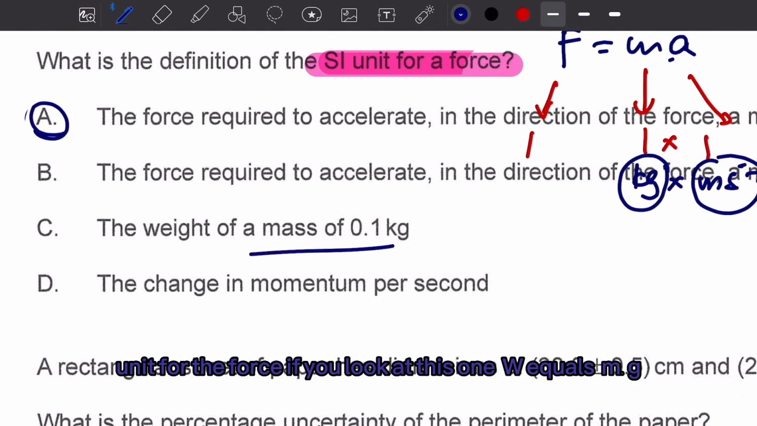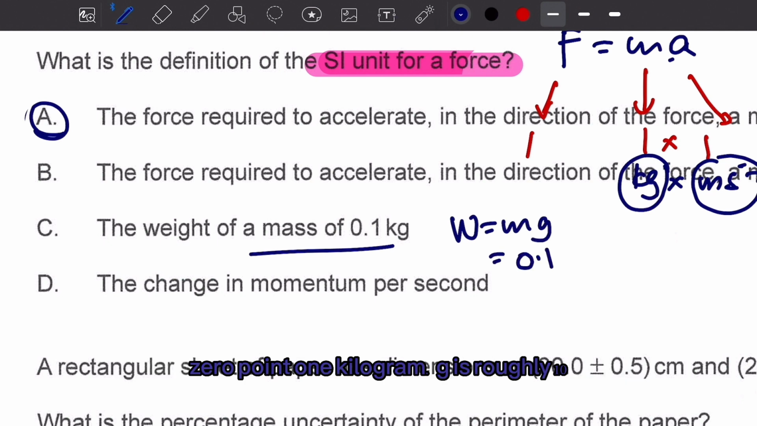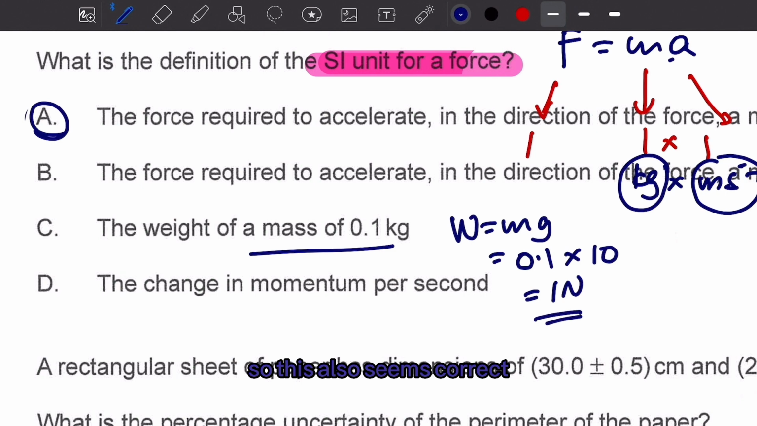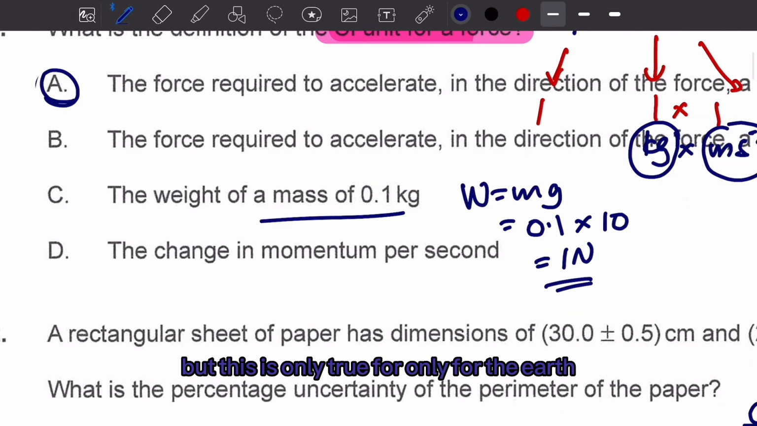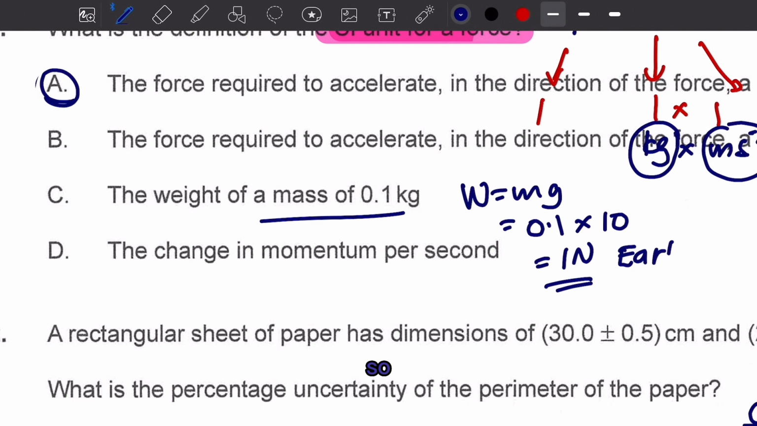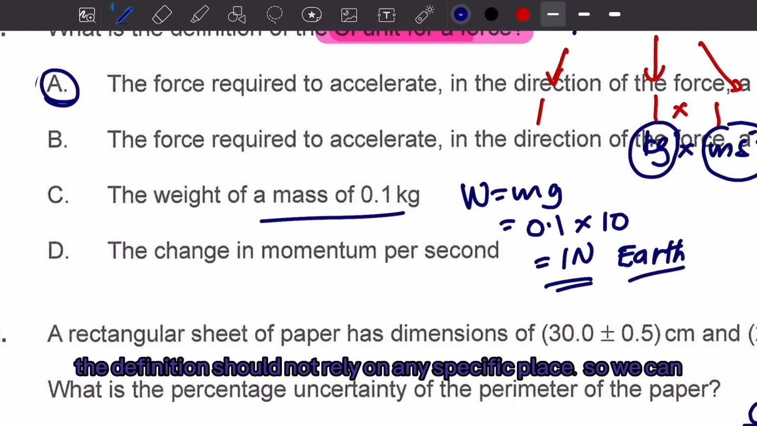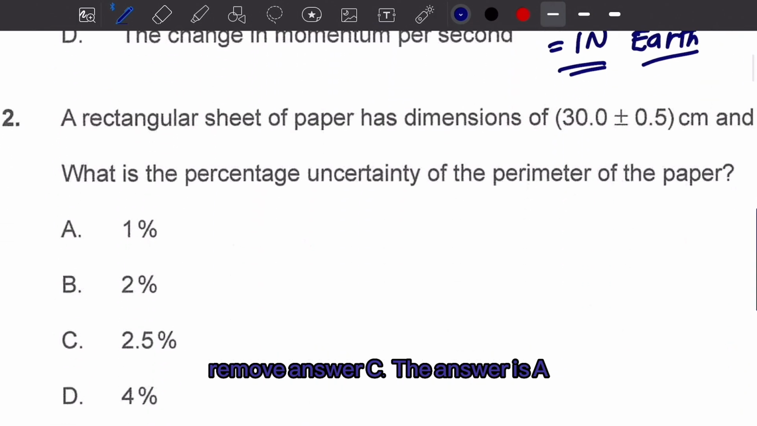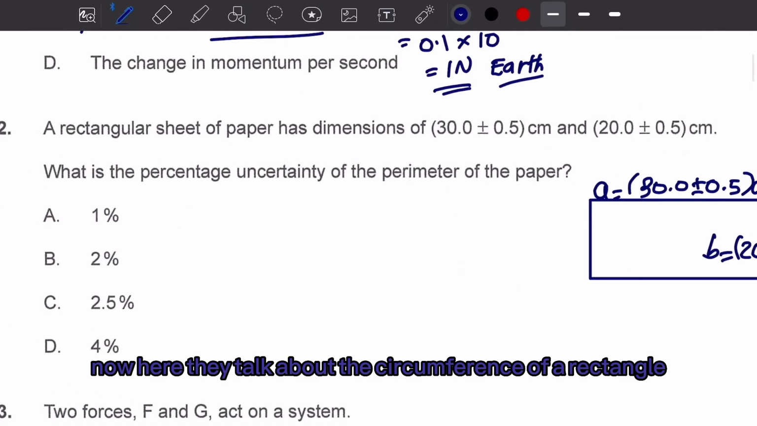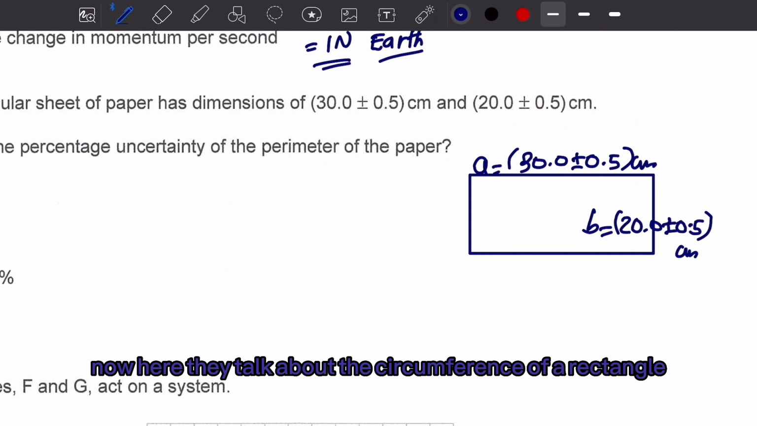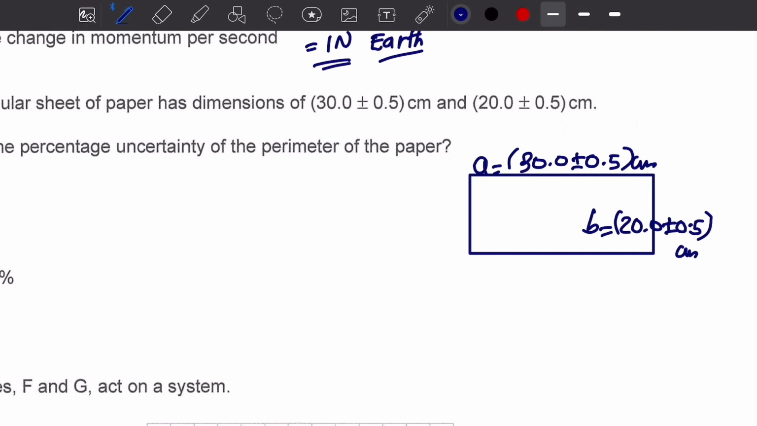If you look at this one, W equals mg, 0.1 kilogram mass, g is roughly 10. So this also seems correct, but the idea is only true for the earth. The definition should not rely on any specific place, so we can remove answer C. Answer is A.